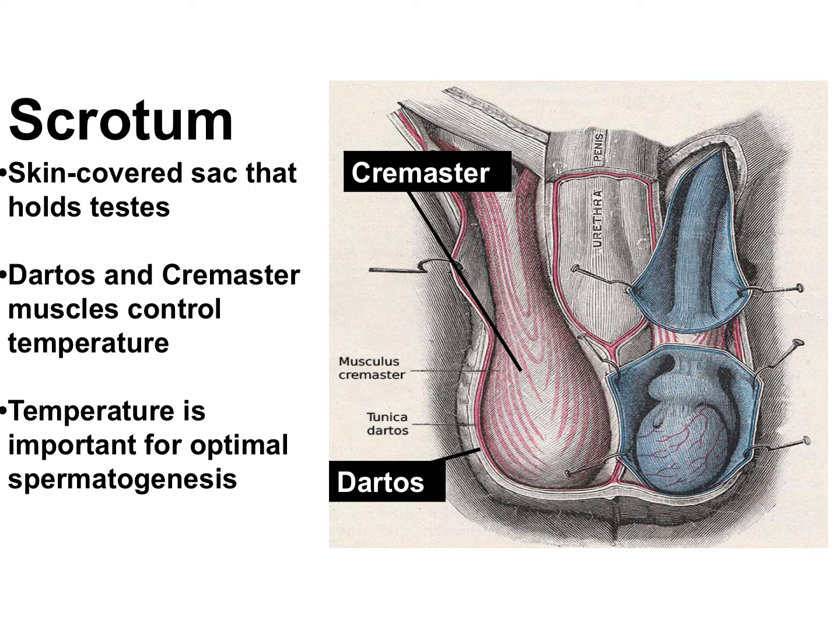The dartos contracts when it's cold to have the scrotum shrivel up and bring the testes close to the body, warming the testes to their optimal temperature. But when it's warm in the body, the dartos relaxes to let the testes cool down away from the body.